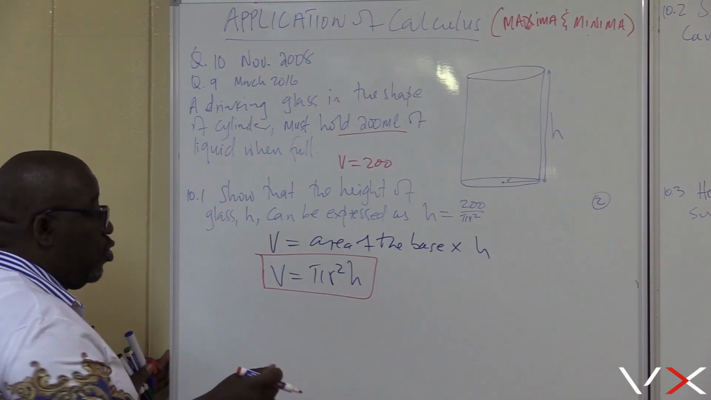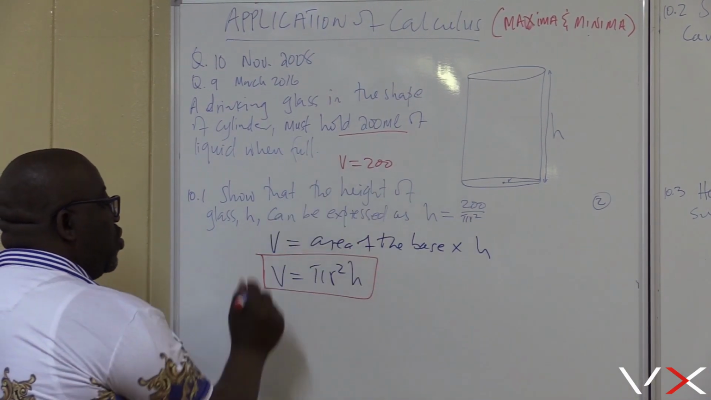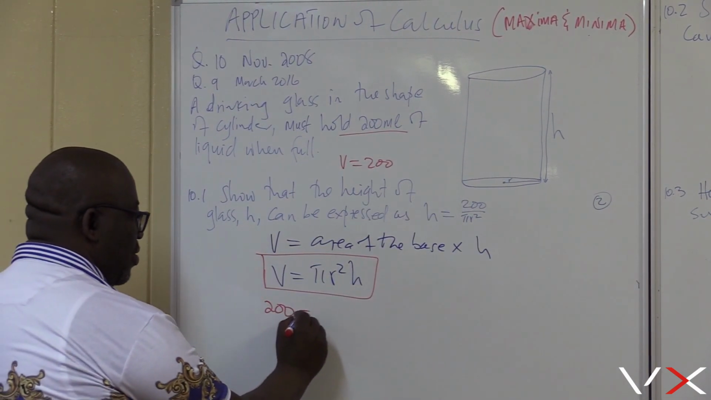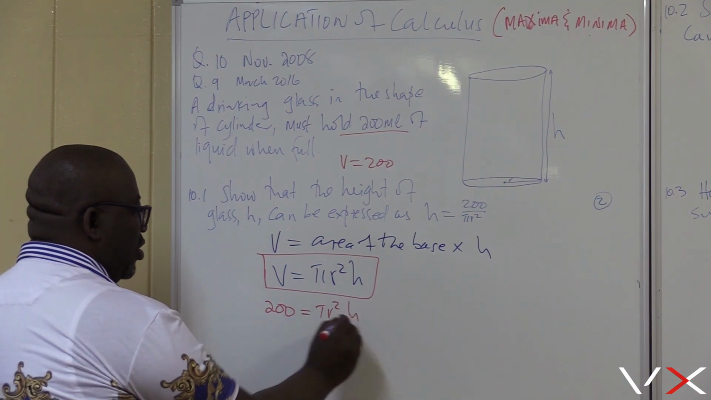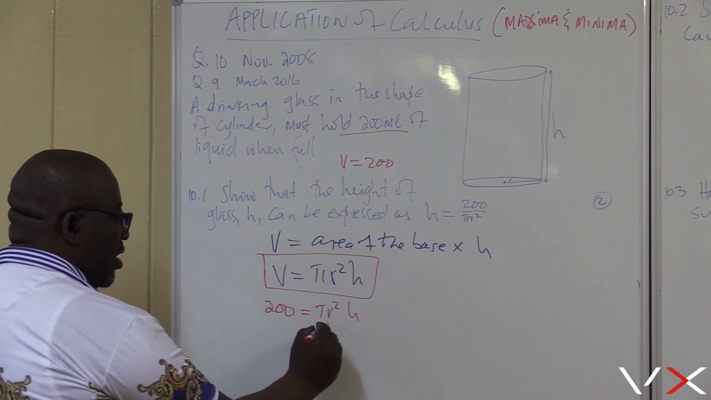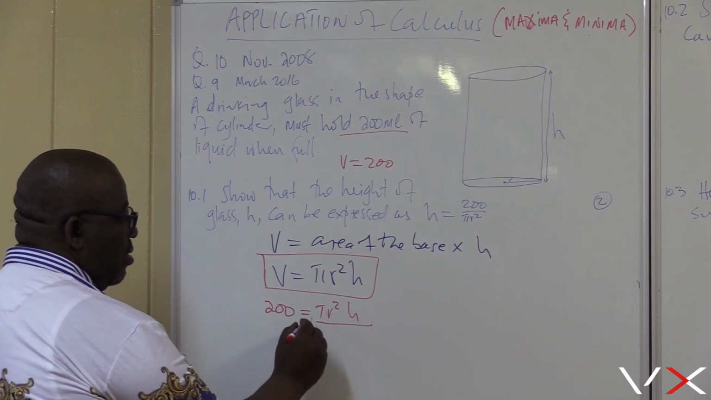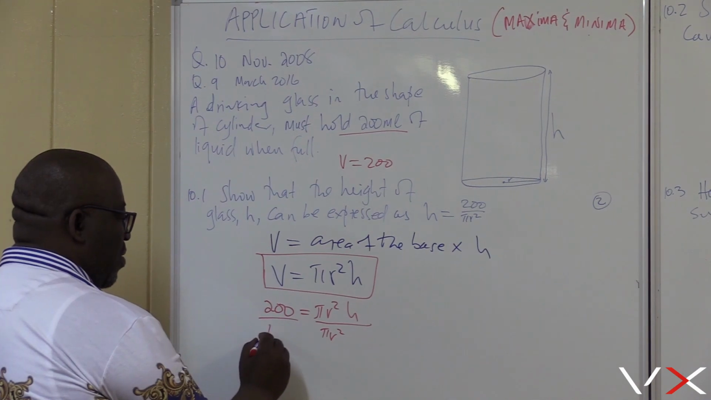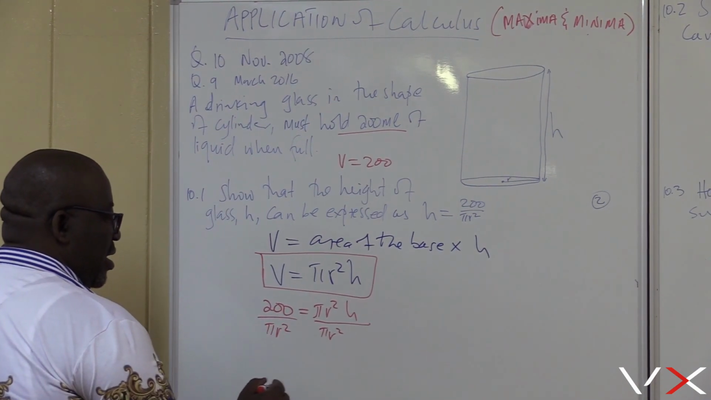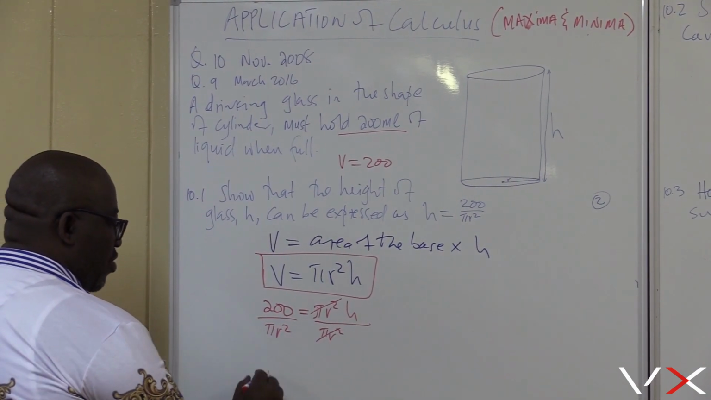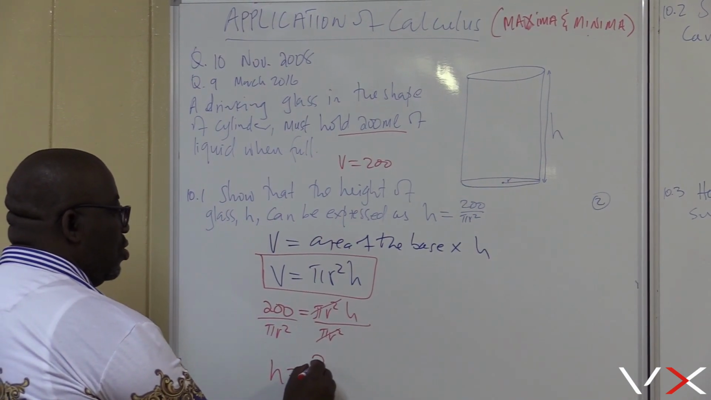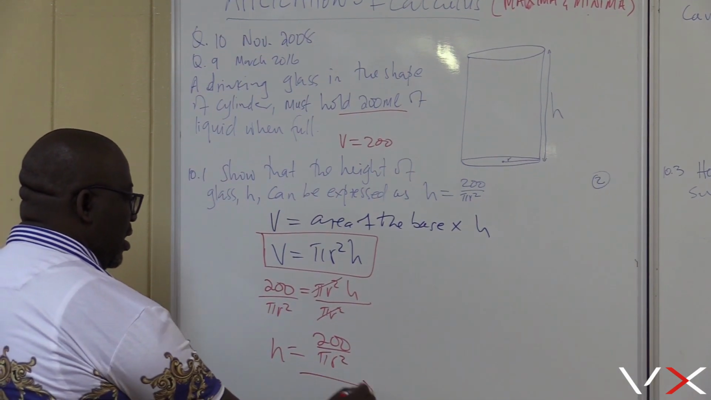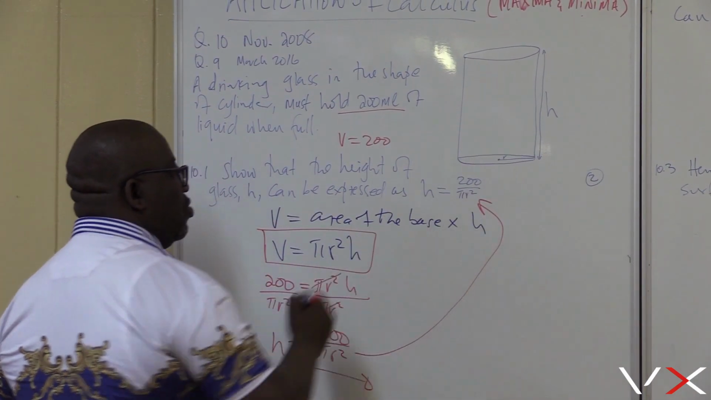Let's put what we know. Do we know the volume? Yes, the volume is 200. That 200 is starting to show up. It is equal to pi r squared h. If I want to make h the subject, I divide by pi r squared to this side. Also divide by what here? Pi r squared. That goes with that. I'll be left with h equals 200 over pi r squared. Exactly what the question wanted me to do.